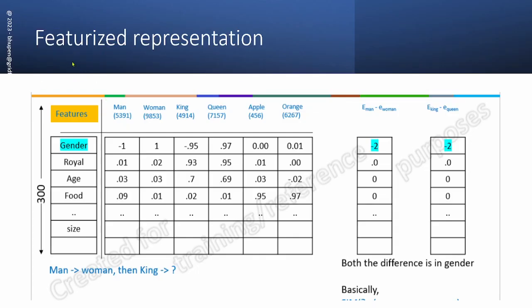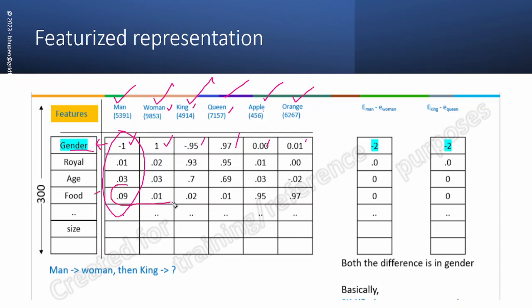So the next representation type is slightly advanced and more rich, called featurized representation. Let's take a look at it here. Let's say you have these words and we are representing these words in terms of some numbers, and these numbers are against some abstract dimension. Let's say gender. The word man would be high on gender. Similarly, woman would be high on gender, king would be high on gender, queen would be high on gender, while apple will be very low and have nothing to do with gender. Similarly, food and all that.